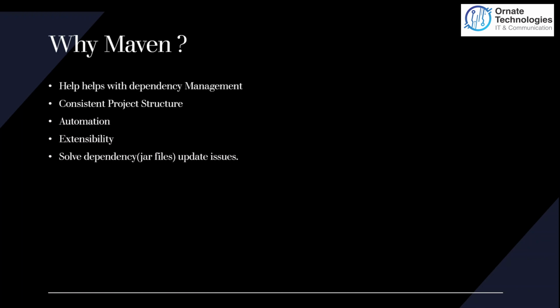It helps us solve the dependency update issue. What does that mean? As I said earlier, say, for example, you have version 1, version 2, version 3. You could easily, using Maven, just go into your POM file and specify the version you want. Then it picks up the version and downloads it, and you don't have to download the JARs yourself. That is straightforward.